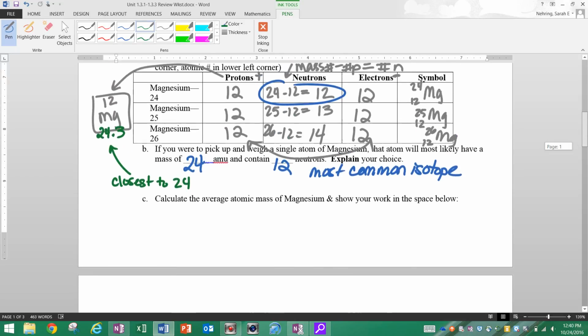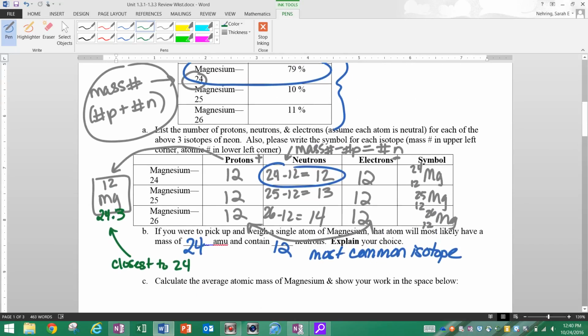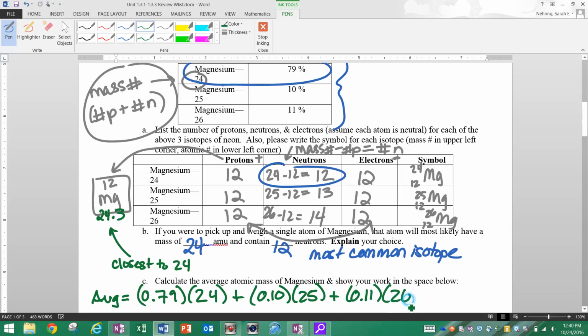All right, so let's calculate the average atomic mass. The way that you find the average mass is you take the percent abundance times the mass for as many isotopes as you have. You want to first convert that percentage into a decimal. So I'm going to take 79% and convert that into a decimal, 0.79, multiplied by the mass, which is 24. Then 10%, convert that into a decimal, 0.10, times 25. And then 11%, convert that to a decimal, times 26.